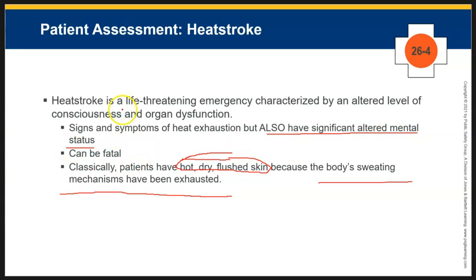Remember, heat stroke is a life-threatening emergency. We need to respond pretty quickly.